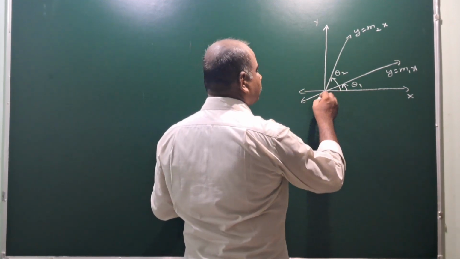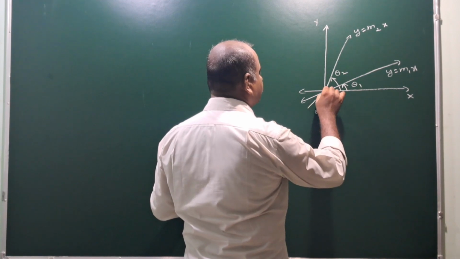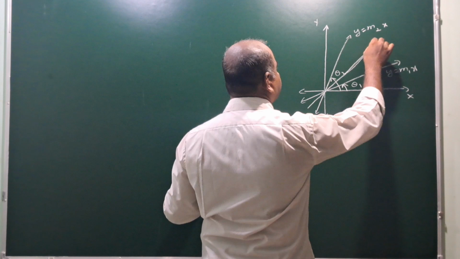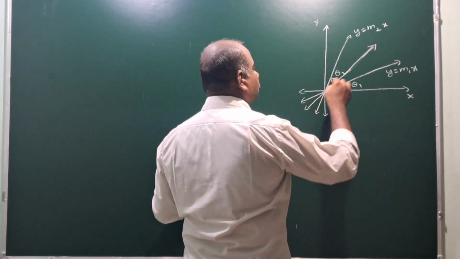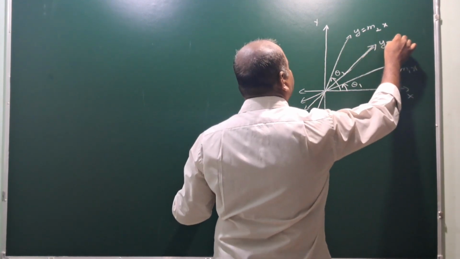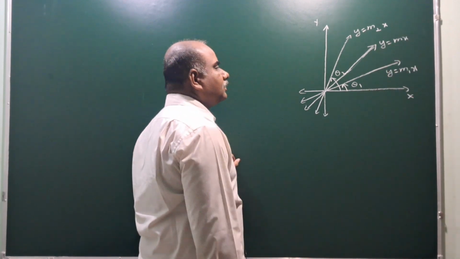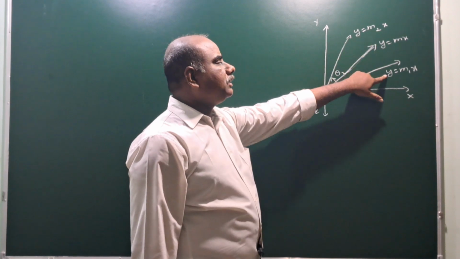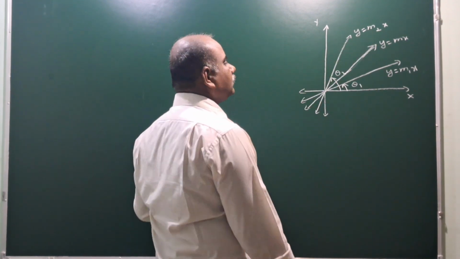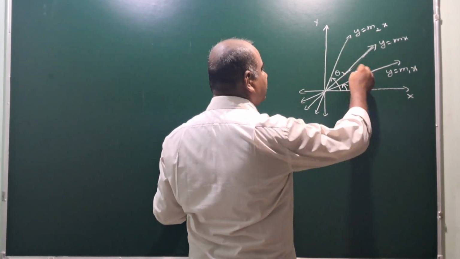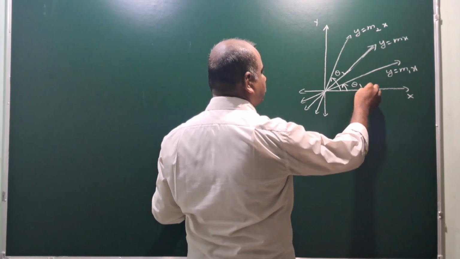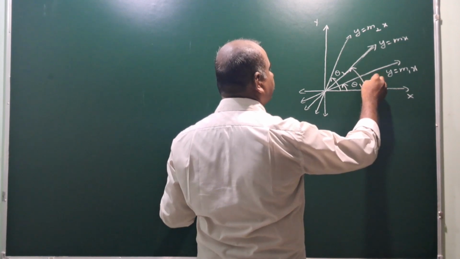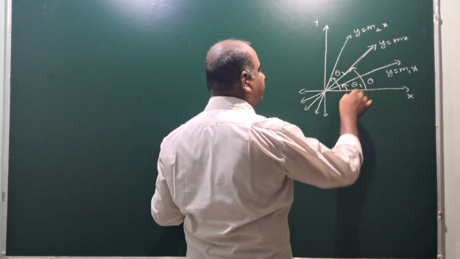Okay, so let us say this is the angular bisector. This is another straight line which is passing through origin. So this can be taken as y is equal to mx. This straight line represents the angular bisector of y is equal to m1x and y is equal to m2x. Let us say this straight line makes an angle with the positive direction of x-axis in the anti-clockwise direction as theta.